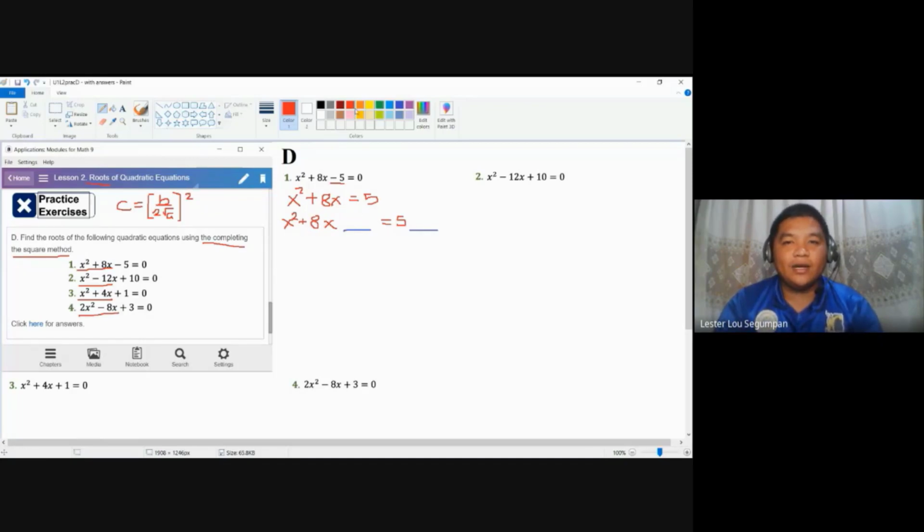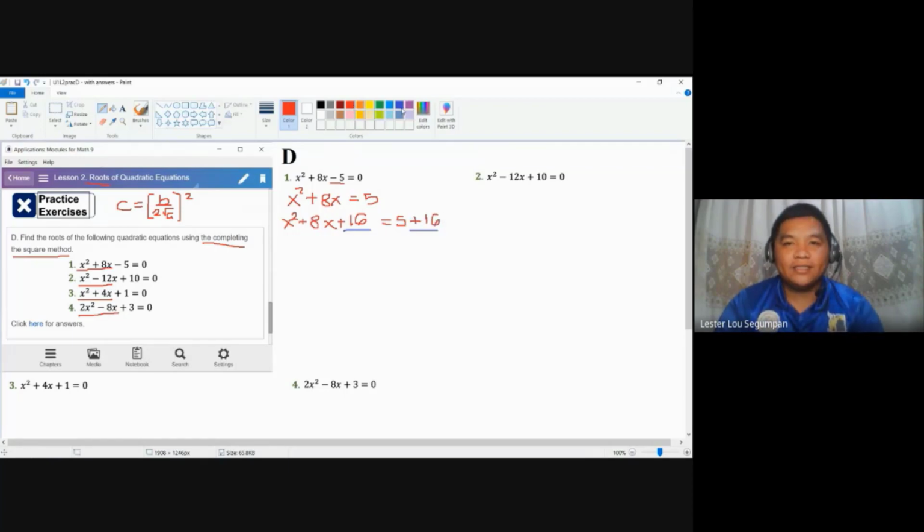Since it's squared, we always expect that it's positive. Let's check. The coefficient of a here is 1, so the square root of 1 is 1. 1 times 2 is 2, so the denominator is just equal to 2. The numerator is b, which is 8. So 8 divided by 2 is 4. 4 squared is 16. The value to be added is 16. Same thing, we are going to add it on the other side so that the equation is still an equation.